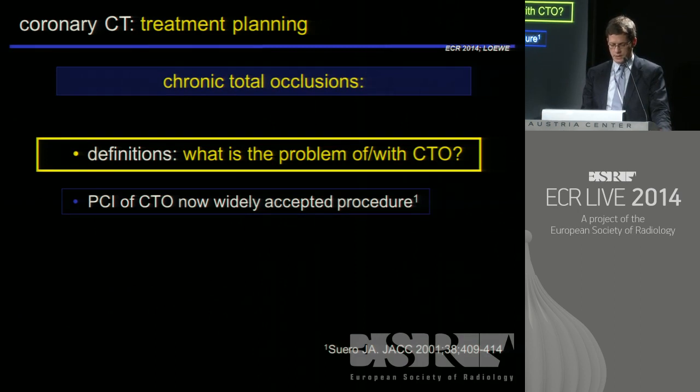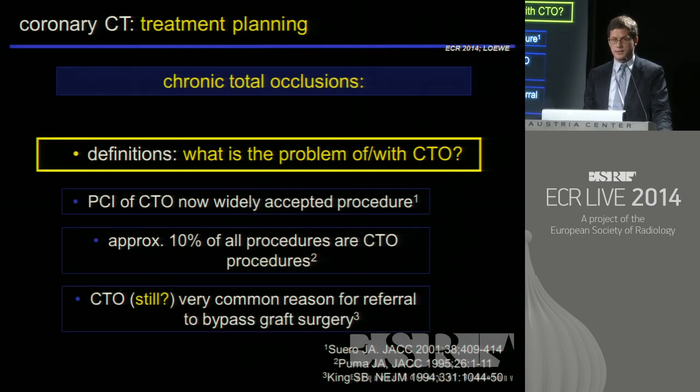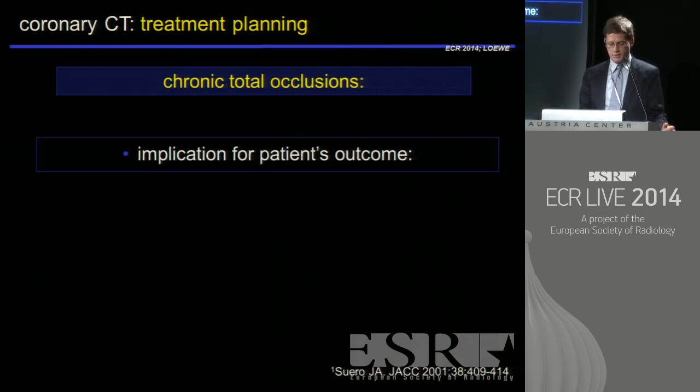The revascularization of this chronic total occlusion is a widely accepted procedure. It accounts currently for about 10% of all procedures. However, these chronic total occlusions are still a main reason for bypass graft surgery. And the success rate of the revascularization of a chronic total occlusion is much lower compared to non-occluded lesions. So we have a technical success rate at coronary angiography of 90% for non-occluded lesions, but only 63% for true chronic total occlusions.